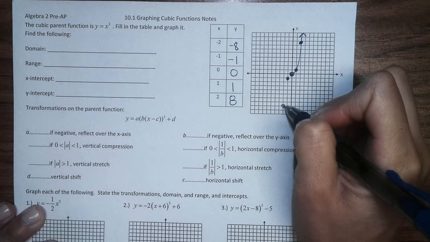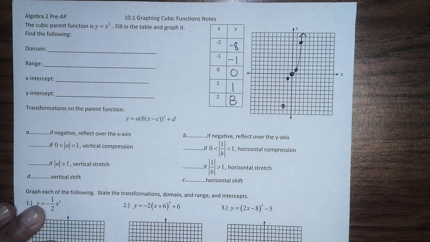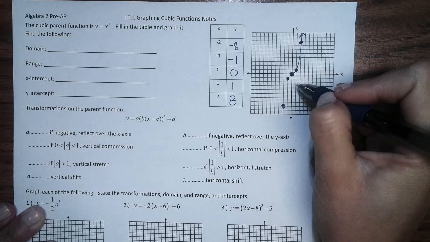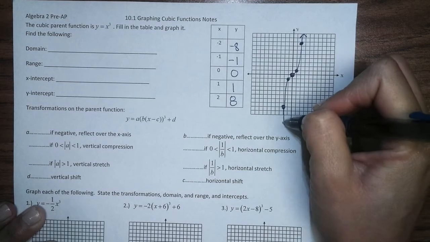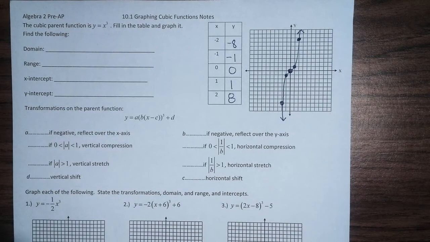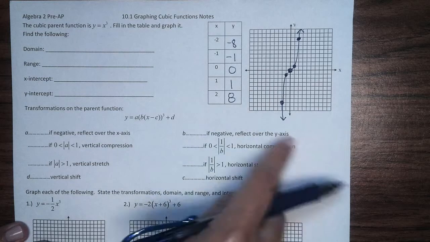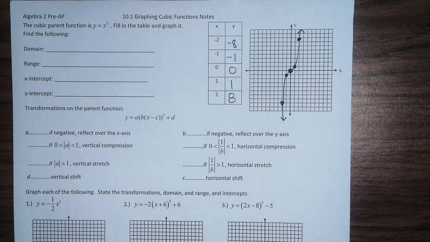Oh, and remember, for those of you that are online, you have to have some graph paper. Either purchase some graph paper or print out the graphs that I'll provide for you on the quiz and test. If you're in the room, I can give you graph paper. But that's what the parent cubic graph looks like.